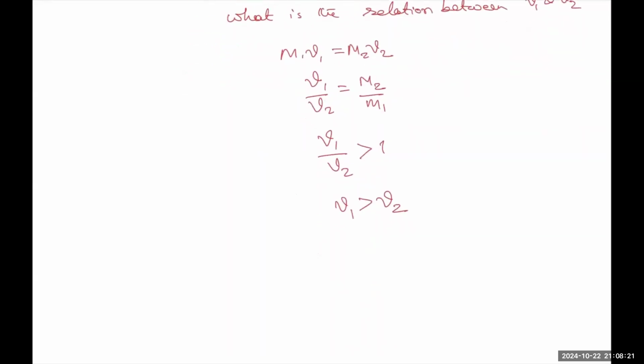Now look at the definition of kinetic energy: half mv squared. Here, mass is a single power, v is a double power, right? So the power of 2. Since V1 is larger than V2, this will be highly magnified. So this means the object with a smaller mass is moving with a higher velocity.